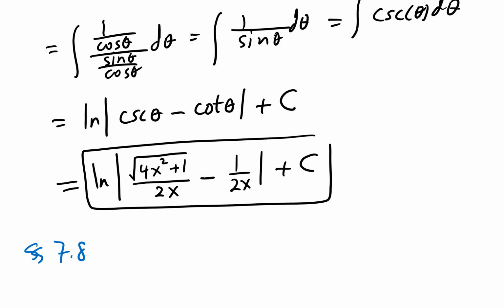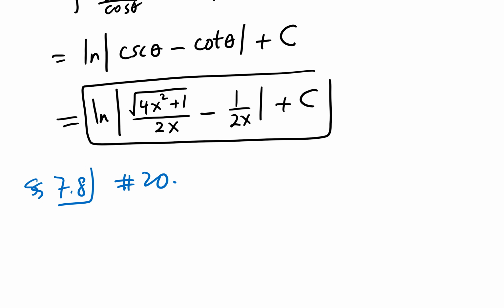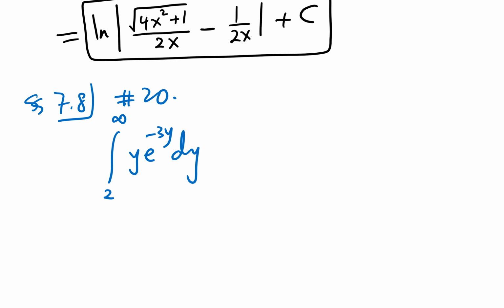Section 7.8, number 20, it says integrate 2 to infinity y e to the negative 3y dy. You can tell that's an improper integral. So what's important about improper integrals is you need to rewrite this first, say 2 to a, limit as a goes to infinity of y e to the negative 3y dy.